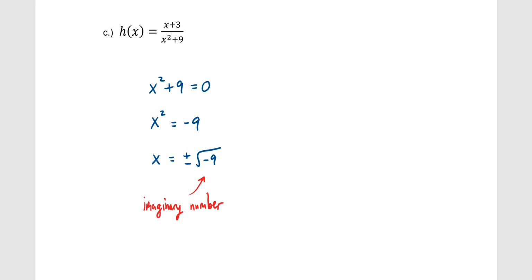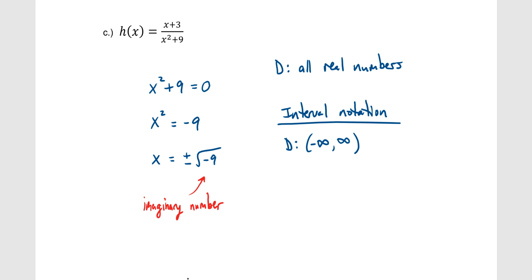But since we're only interested in real numbers for these problems, since we're graphing them on an xy plane, this means that the domain is going to be all real numbers. And that's because the denominator will never equal 0, which should make sense if you take a look at it. x squared plus 9. x squared will always either be 0 or positive, so something 0 or positive plus 9 can clearly never be equal to 0. So in interval notation, that's negative infinity to infinity.